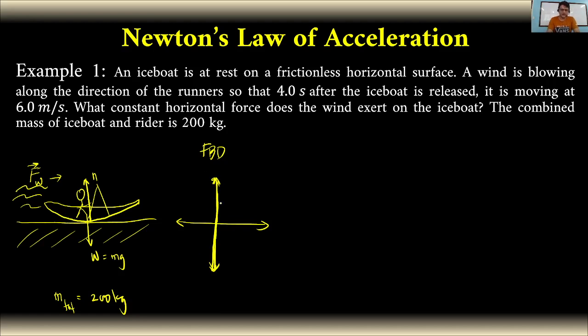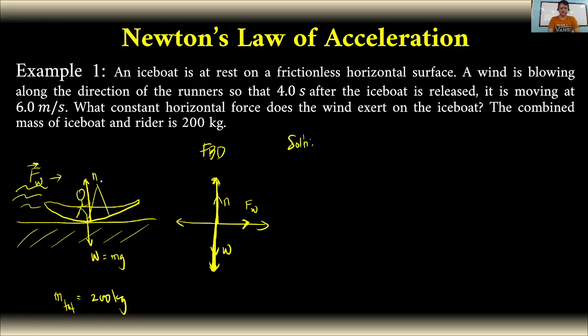So from here we can see that the normal force is upward. So this is the normal force. We have the weight. Let me just draw this properly. The weight is downward, and we have here a force pointing to the right, which is the force due to the wind. Of course, there is no force pointing to the left because there is no friction. So let us try to solve this one.